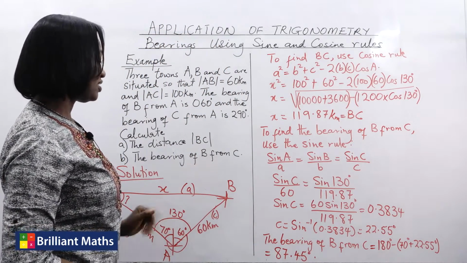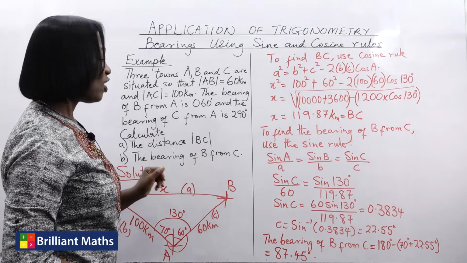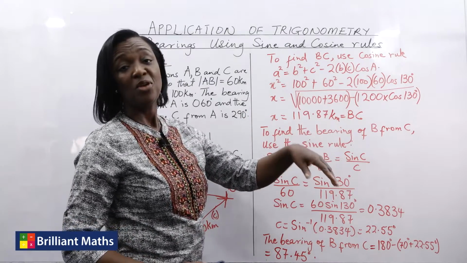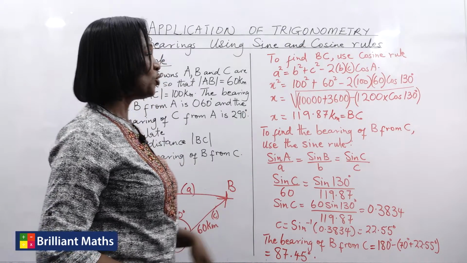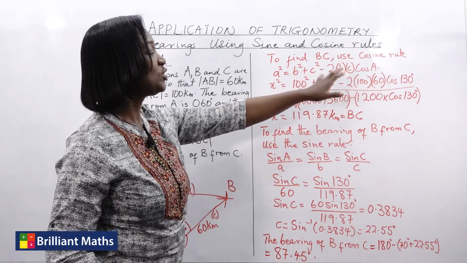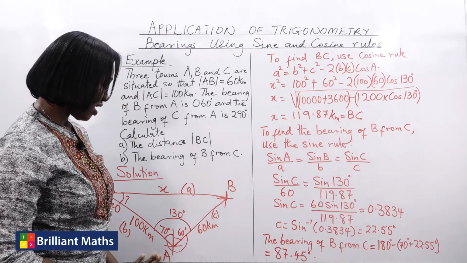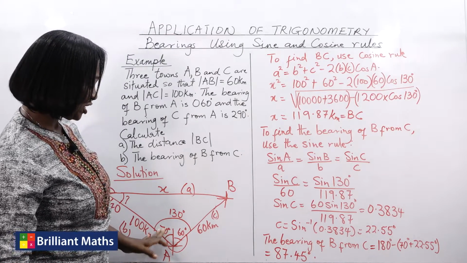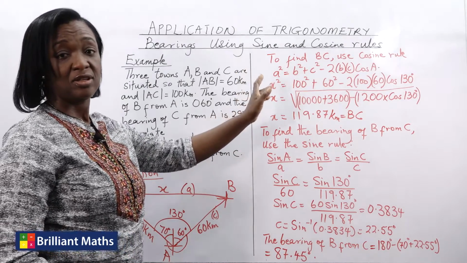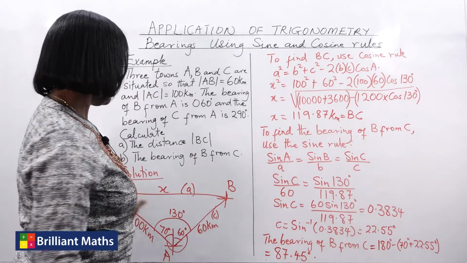So having found that, the next is to find the bearing of B from C. So to find BC, we will use the cosine rule. A squared is equal to B squared plus C squared minus 2BC cos A. We have our angle A, which is 130 degrees, and our side A, which is X. The unknown side we are told to find, which is our BC, the line BC.